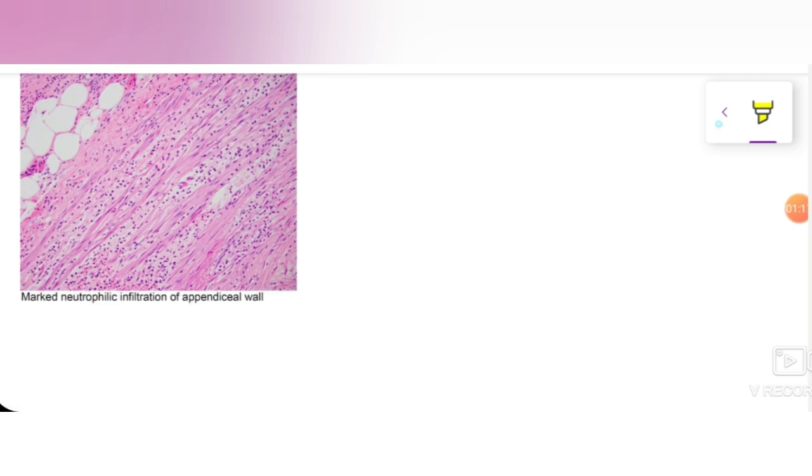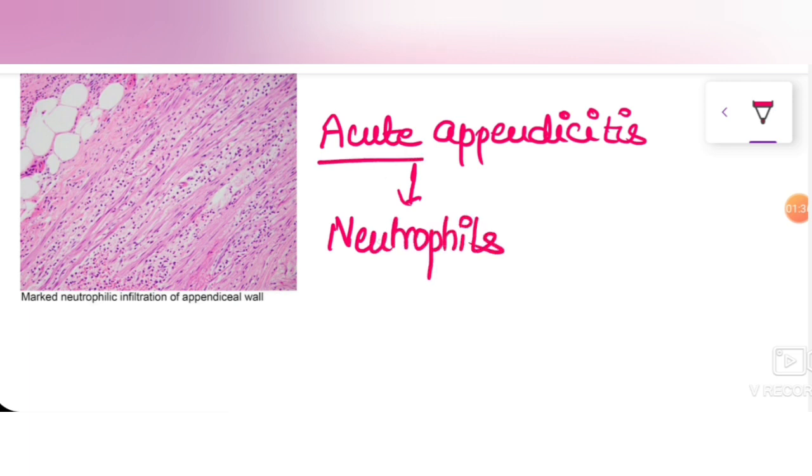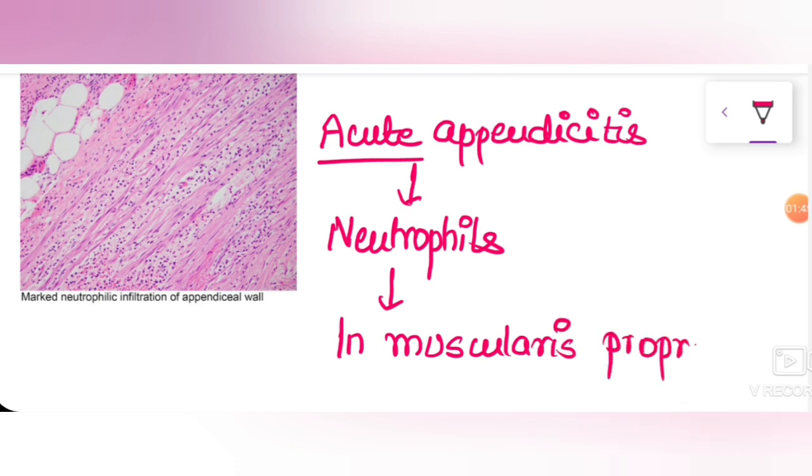So let me tell you that for making the diagnosis of acute appendicitis, as a pathologist, when I get an appendicectomy specimen, when do I say acute appendicitis? I should see neutrophils. Everyone remembers neutrophils are the cells of acute inflammation. But neutrophils should be seen in which layer? In the muscularis propria, or the muscle layer, not in any other layer. It's the muscle layer which should show.